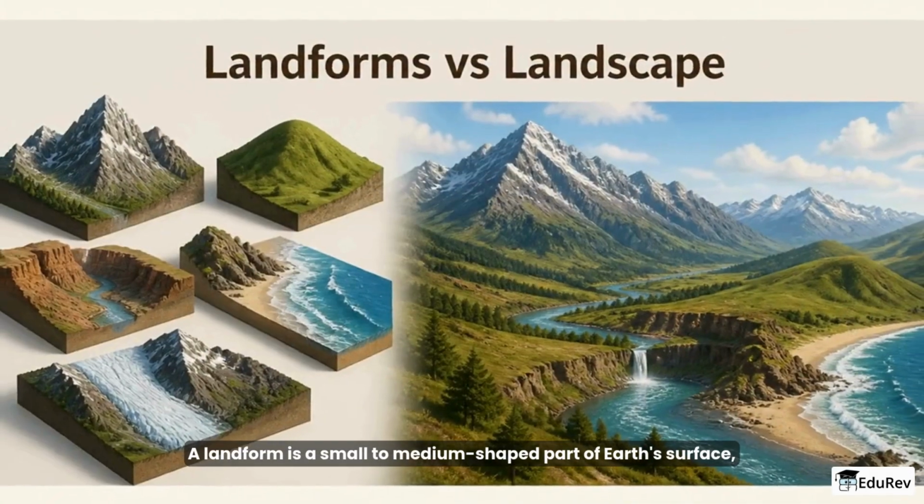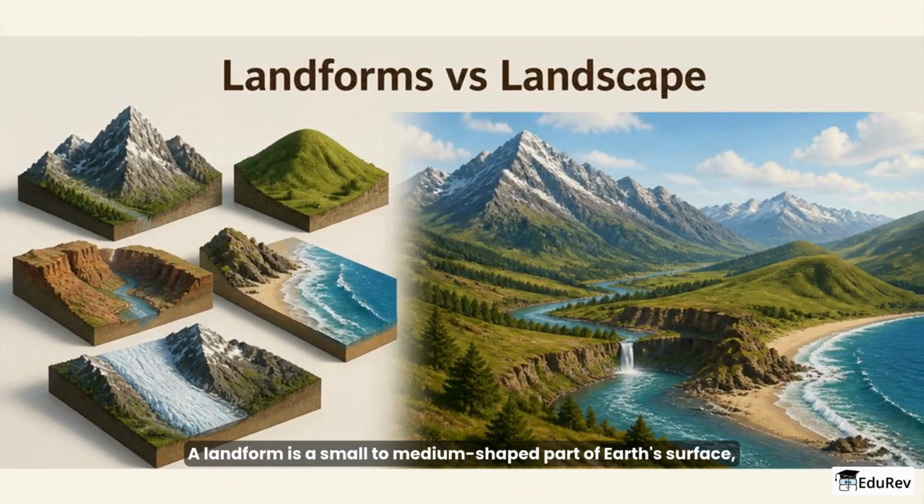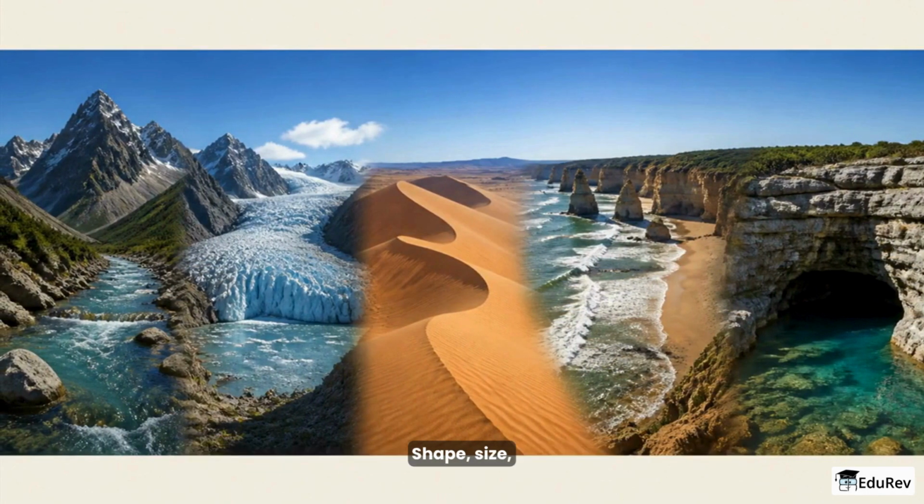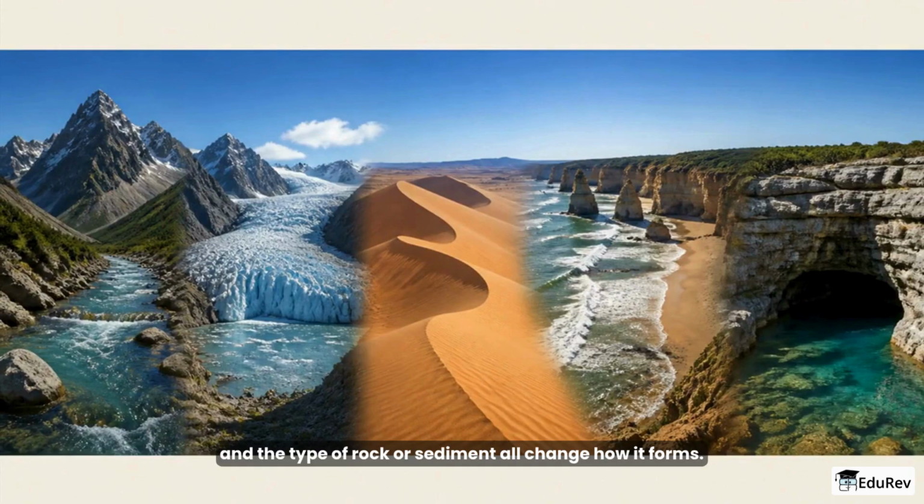A landform is a small to medium shaped part of Earth's surface, while a landscape is many related landforms making a larger visible area together. Each landform looks different because of the agent and the process. Shape, size, and the type of rock or sediment all change how it forms.